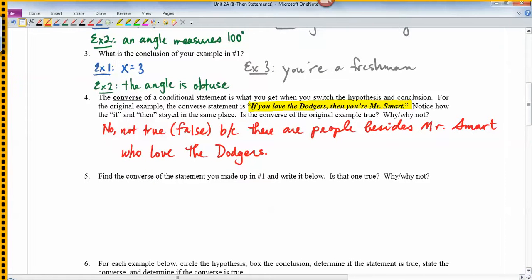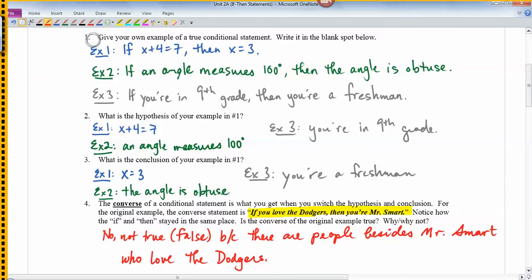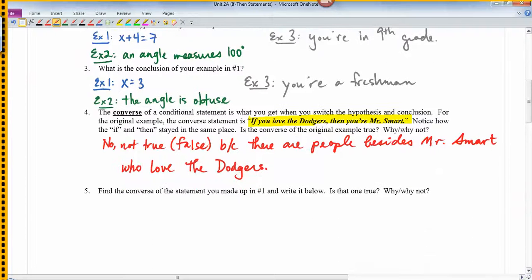All right. So let's go back and try finding converses for number 5. Find the converse of the statement you made up in number 1. Okay, so here are the examples right here. If x plus 4 equals 7, then x equals 3. So if we switch that one around, that's going to be if x equals 3, then x plus 4 equals 7. So we just flip it around. So example 1, if x equals 3, then x plus 4 equals 7. That's the converse, right? And is it true? Yeah, if x is 3, well then 3 plus 4 is 7, so yeah, that's true.